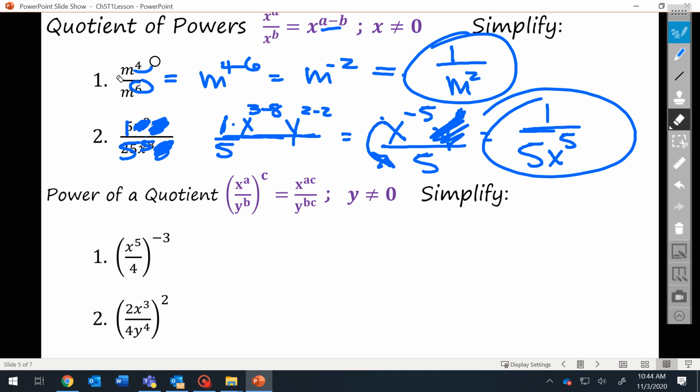And that's the same thing with number 1. If you look back at number 1, 4 m's on top and 6 m's on bottom, 4 of these m's cancel with 4 of these, and you're only left with 2 m's. So it's 1 over m squared.